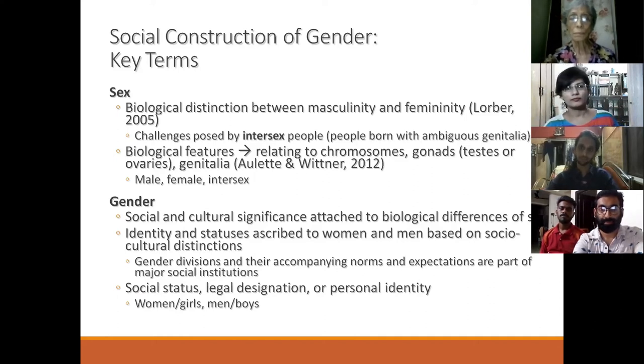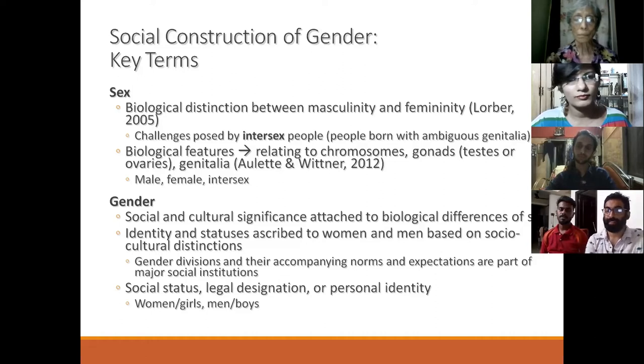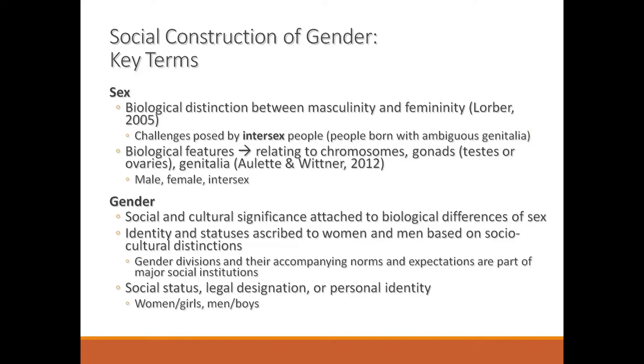And gender is all about the social and cultural significance that we attach to biological differences of sex. It also pertains to the identities and statuses that we ascribe to women and men based on socio-cultural distinctions. While people tend to think that gender is something fixed, in reality, it's sex that is anatomical, but it's the meanings or stereotypes that people attach to biological sex differences that lead to the way identities and statuses ascribed to women and men are imposed based on socio-cultural distinctions, how people view femininity and masculinity. As a result, gender divisions and their accompanying norms and expectations are part of major social institutions.